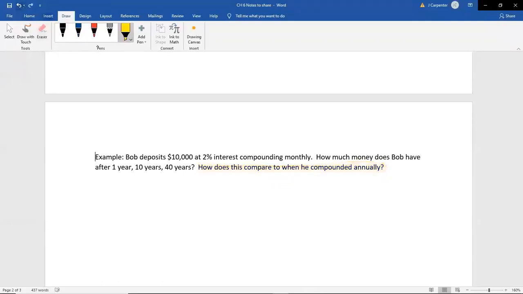All right, so Bob deposits 10 grand, the same amount that Bob put in our original example, at 2% interest, same as before, but now we compound monthly. This is the only thing that's changing from before when Bob put in $10,000 at 2% interest compounding annually. And we looked at how much he had 1 year, 5 years, 10 years, and 40 years in. I'm just skipping the 5 in this instance, which is not a big deal.